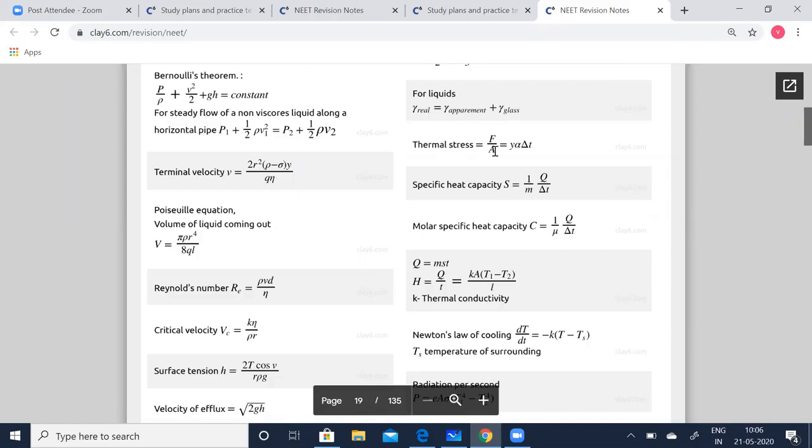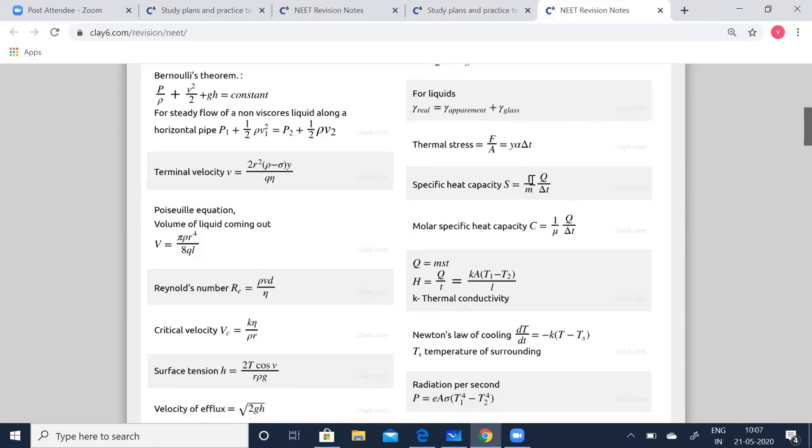Thermal stress is F by A, which is equal to Y. Whenever there is a stress, there is also a slight change in temperature. So here we write it as thermal stress F by A is equal to Y alpha delta T, where Y is Young's modulus, alpha is the coefficient of linear expansion, and delta T is the change in temperature. Specific heat capacity S is equal to 1 by M, Q by delta T.